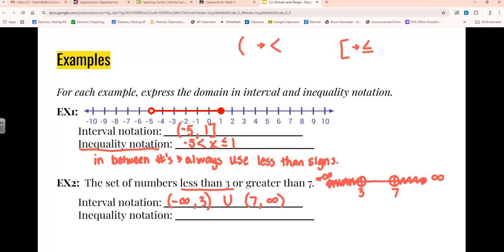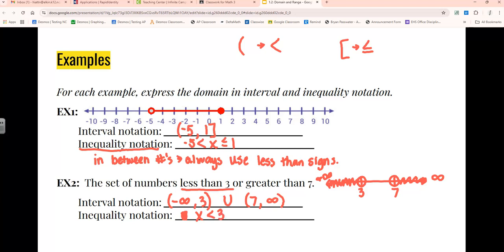Okay? To write this in inequality notation, in this case, we're not talking about the numbers between 3 and 7, right? We're talking about the numbers lower than 3, greater than 7. So we are not necessarily going to use the same sort of formula here where we got lowest less than x less than highest here. If I want to talk about the 3 right here, the words really kind of help you a lot here. You're talking about the numbers that are less than 3. So we're going to just say x is less than 3.